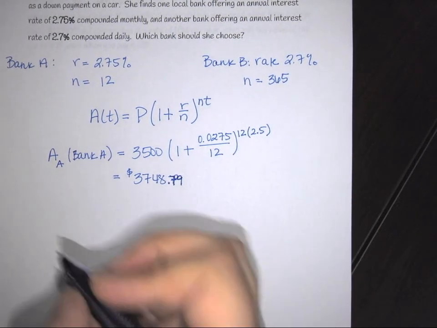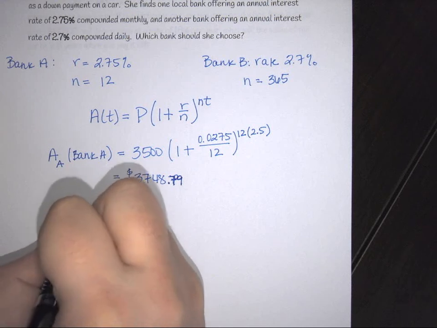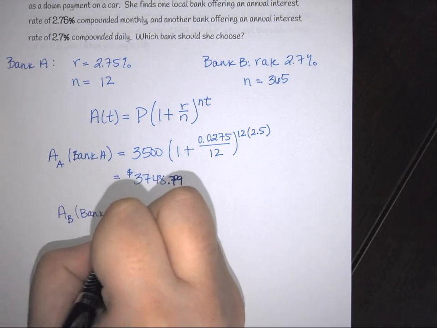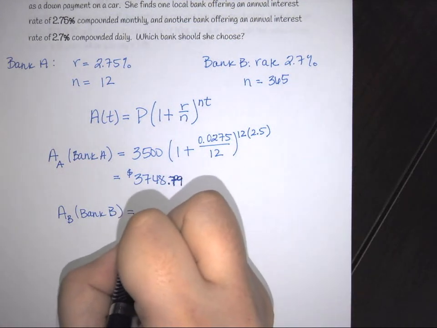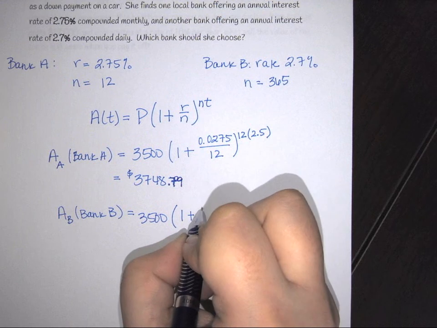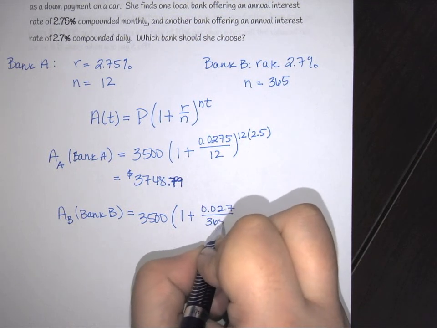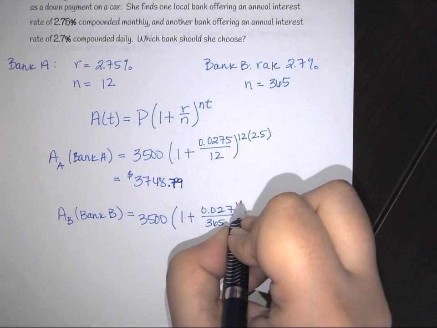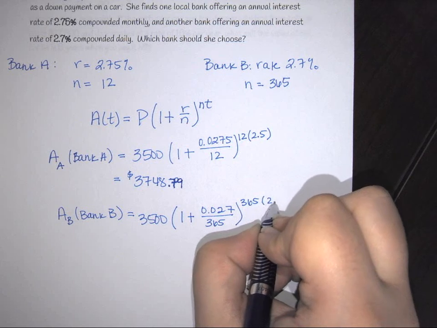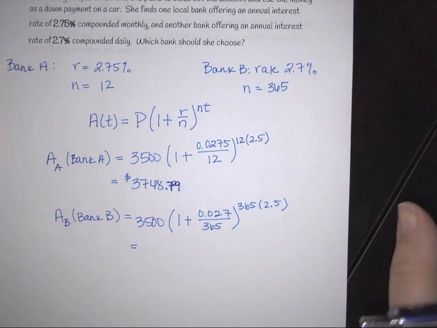Now you need to set up Bank B. So my Bank B is going to be 3,500 times 1 plus 0.027 divided by 365 raised to the 365 times 2.5. And we're going to look at what that comes out to be.